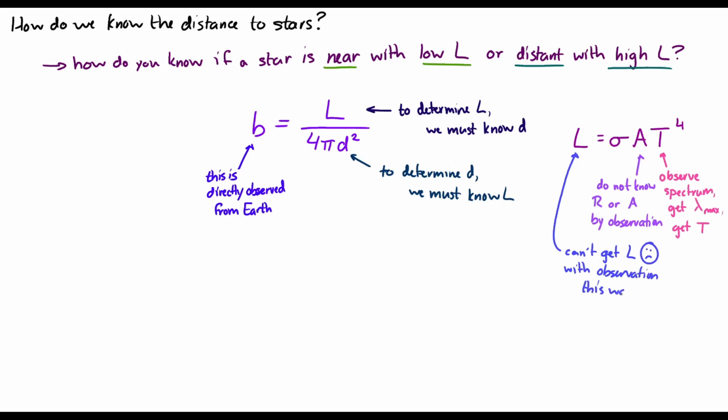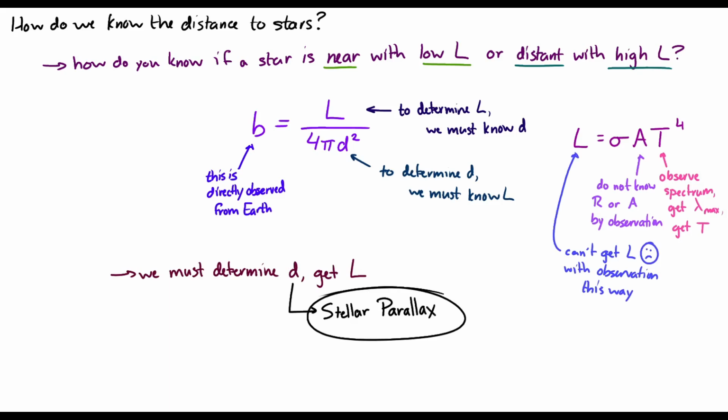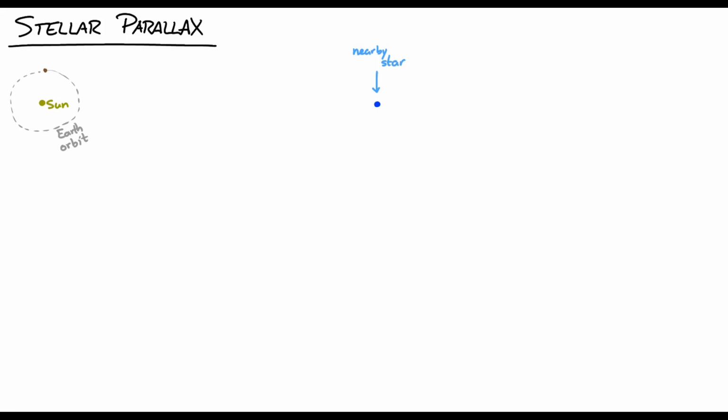Instead, what we have to do is we have to figure out the distance to the star and then determine the luminosity. And the most direct method we have for determining the distance to a star is called stellar parallax. And this is how stellar parallax works. Imagine that here's the sun, and here's the Earth's orbit. And we're going to put a star that we observe right here. Let's think of it as a nearby star. And then there's faraway stars, and I'm going to draw them over on this side.